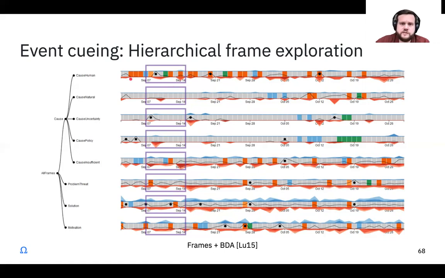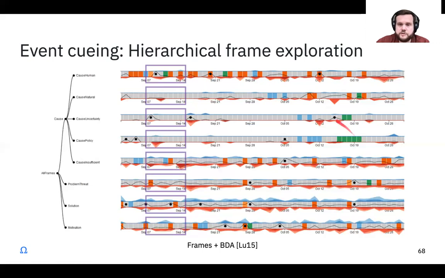We see a lot of oscillation in the human cause explanation here. Whereas with the policy, we see that around October 12, it was increasing steadily, and then it was consistently decreasing towards October 19.